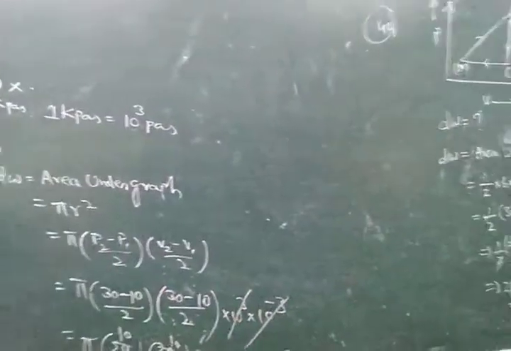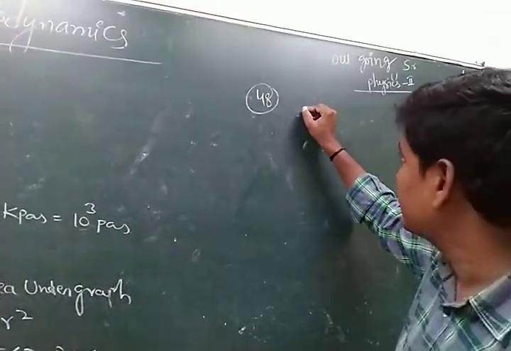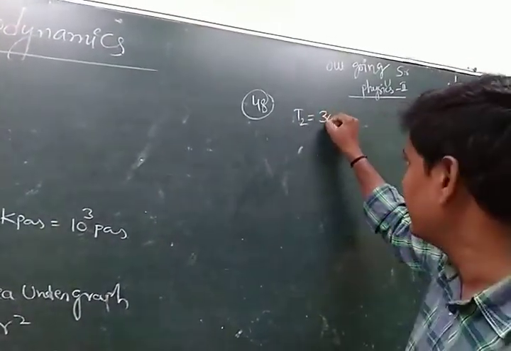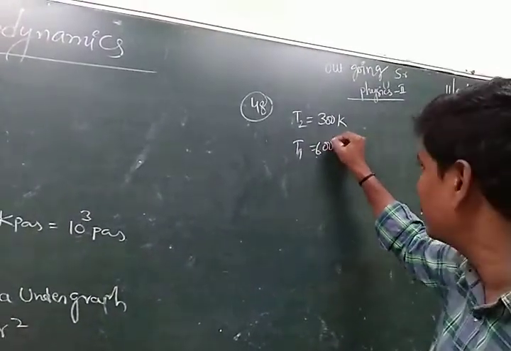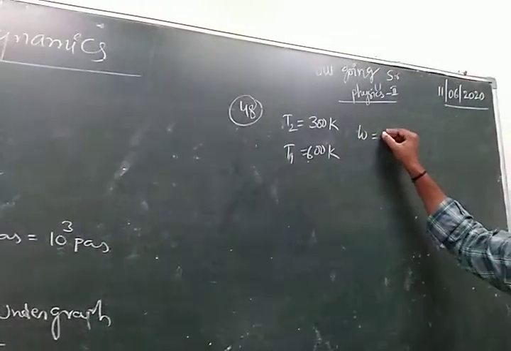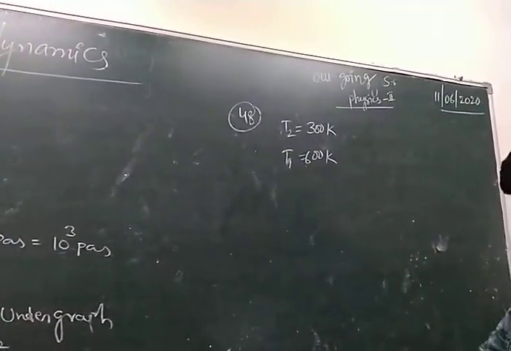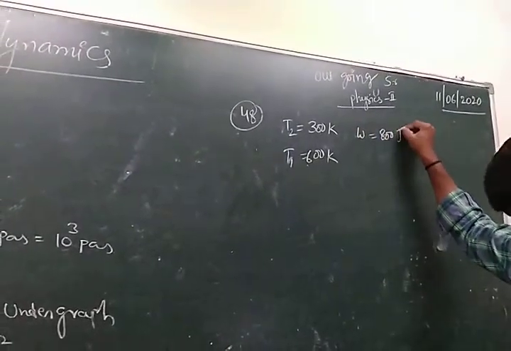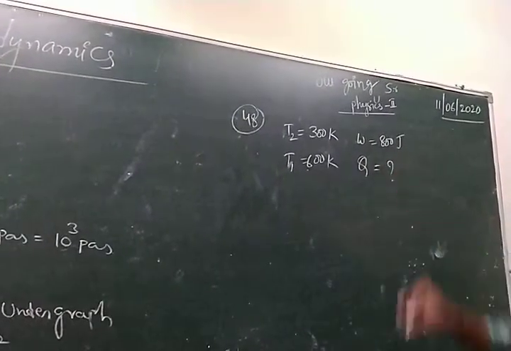Next, a Carnot engine is working between temperatures: the lowest temperature T2 is 300 Kelvin, the high temperature T1 is equal to 600 Kelvin. Next, the work output is mentioned, W is equal to 800 joule, and we need the amount of heat supplied in this process.